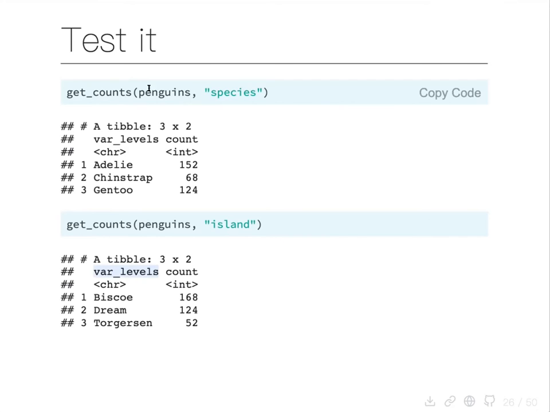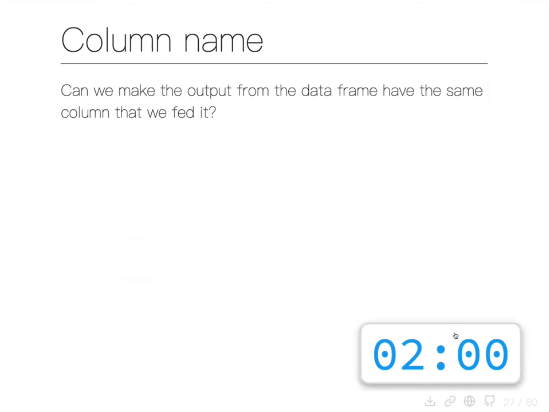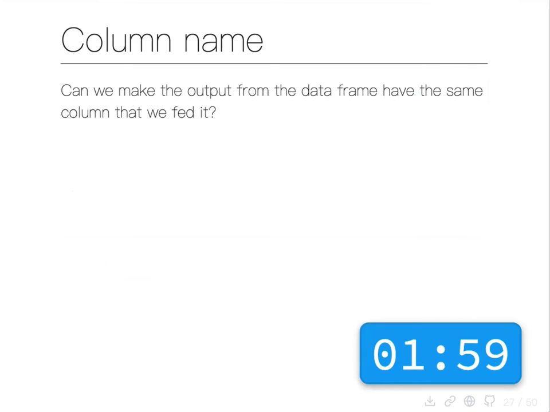If I say get counts, it says species here because species is what I'm passing it here, right? And get counts on island, can I make it say island here? Does that make sense? So whatever I'm passing here, I want that to be the column name. Okay, two minutes, give that a try. Extend it further.